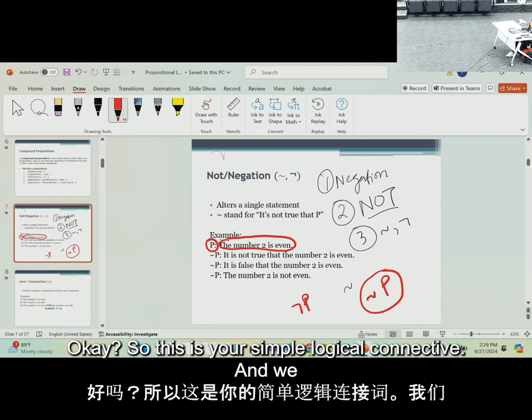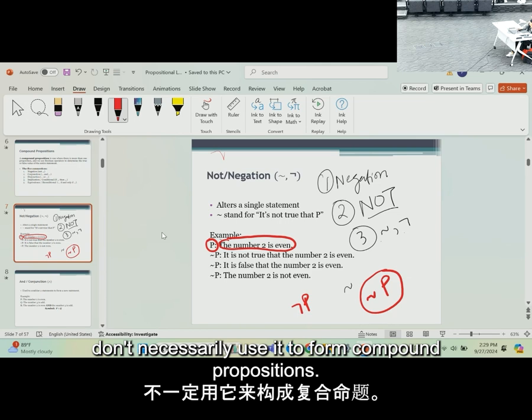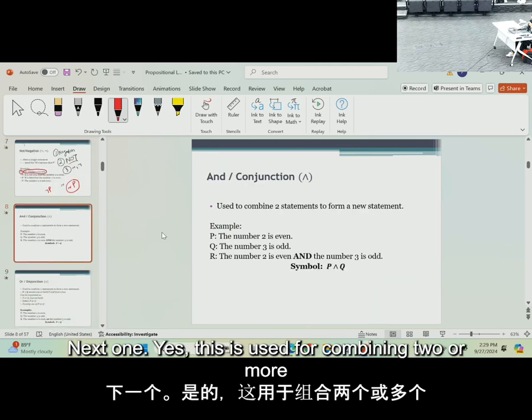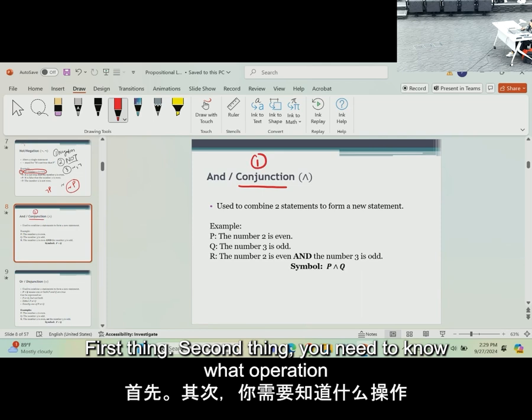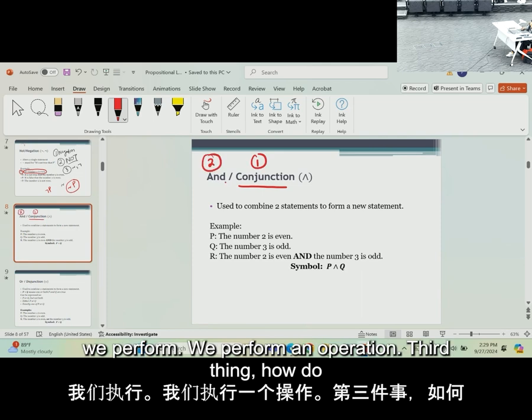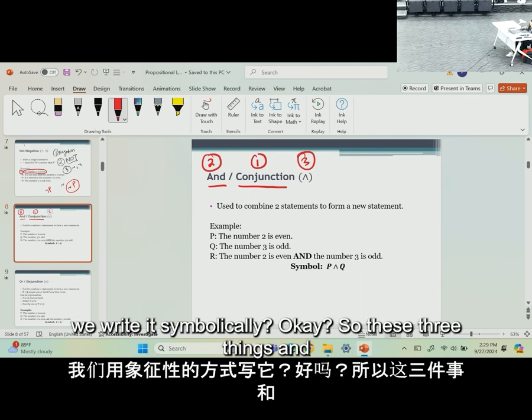So this is your simple logical connective, and we don't necessarily use it to form compound propositions. Next one is used for combining 2 or more propositions. Conjunction, the name of the logical connective, is the first thing. Second thing, you need to know what operation we perform. We perform the AND operation. Third thing, how do we write it symbolically?